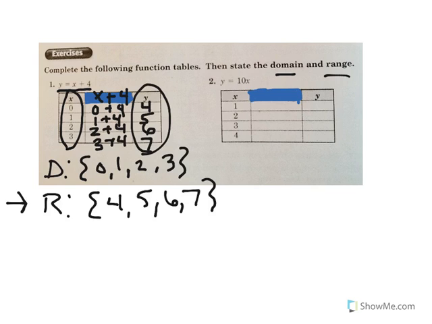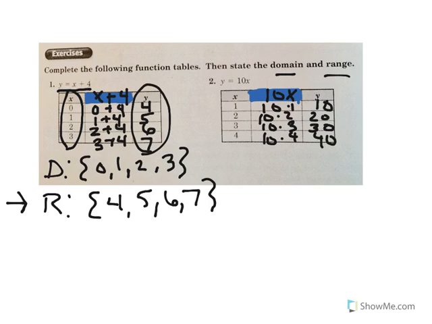My next example is the equation y equals 10 times x. So I'm going to put 10x into my table. The x values I'm giving you here are 1, 2, 3, and 4. Again, you can pick any four numbers you would like. So I'm going to substitute my x values into my equation. 10 times 1 equals 10. 10 times 2 equals 20. 10 times 3 equals 30. And 10 times 4 equals 40.